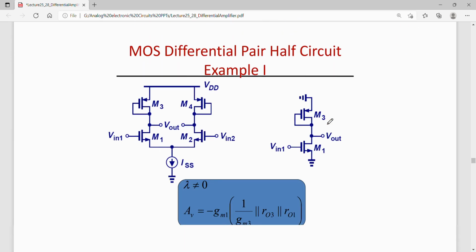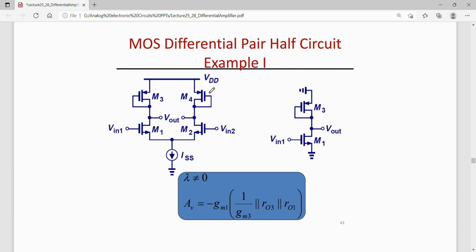Okay. Now let us consider some examples. For example, let us say this is my MOS differential pair, this one here, and we have to find out the gain of this circuit. For finding out the gain, I will divide or make half circuits. So the half circuit for this would be here, right, this one.